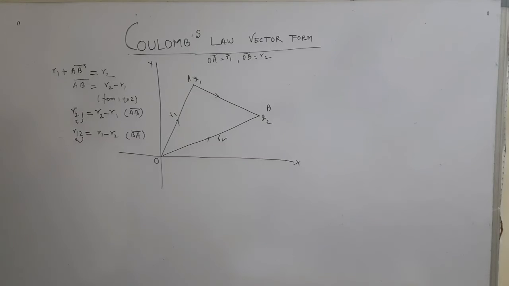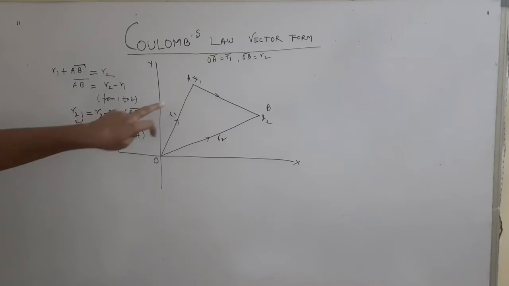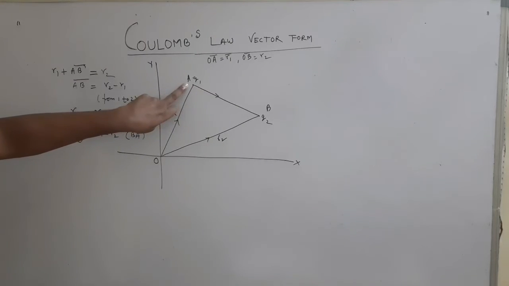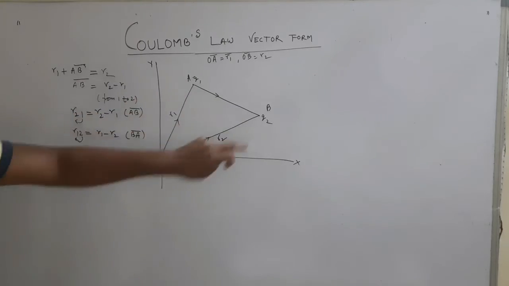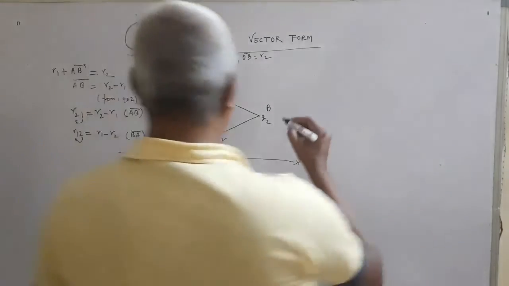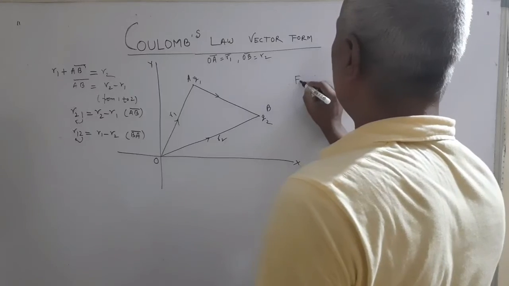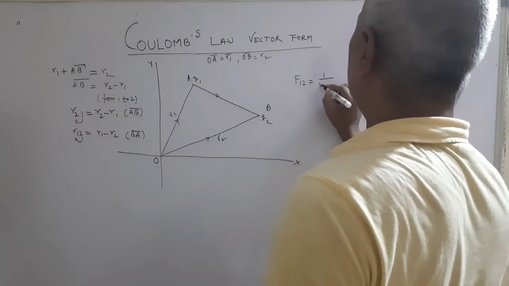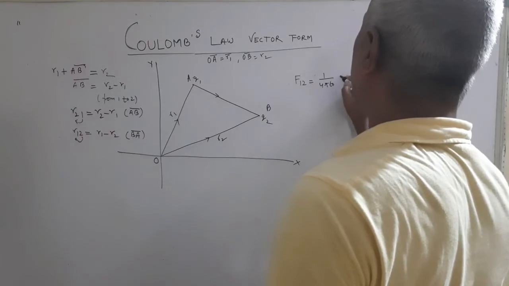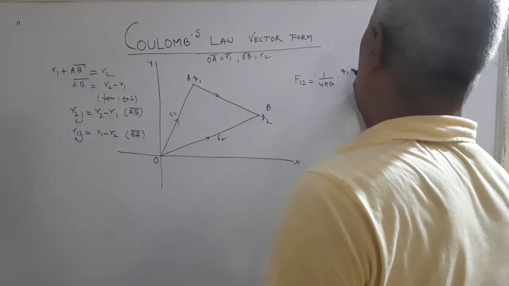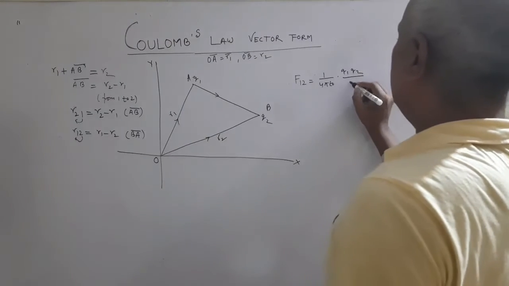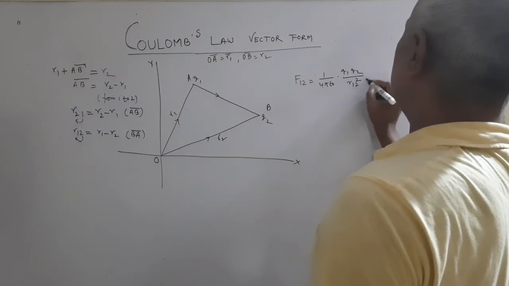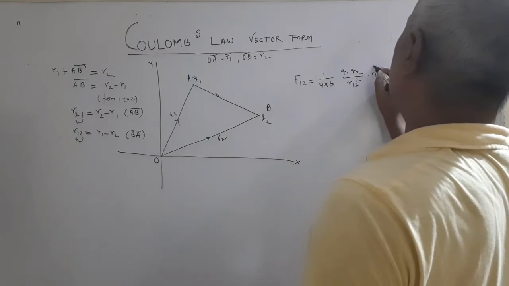Now what do we have to find? We have to find the force on this due to this, and that will be represented as the force on 1 due to 2, which is 1 over 4 pi epsilon naught Q1 Q2 upon R12 square, and this is R1 unit cap.